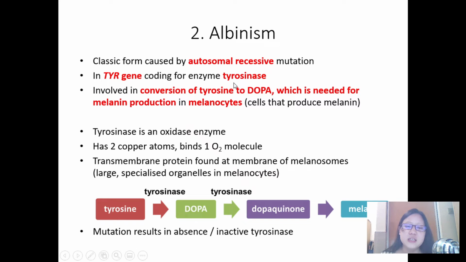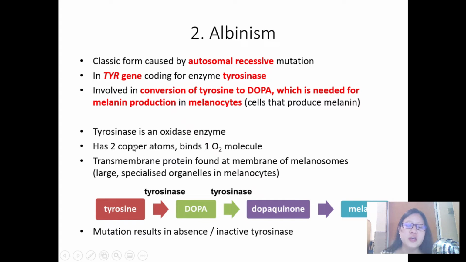And this tyrosinase is involved in the conversion of tyrosine to dopa, and dopa is needed for melanin production in melanocytes. Okay, there is a pathway here you can see, and you can see tyrosinase is involved not in one step but 2 steps of the way.